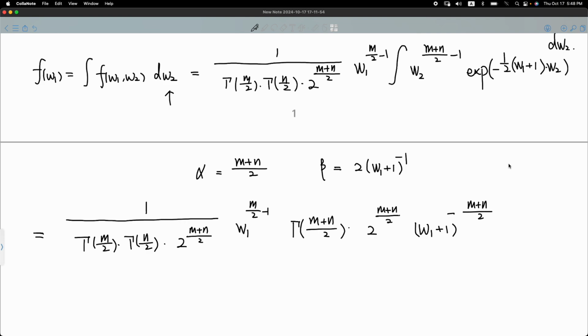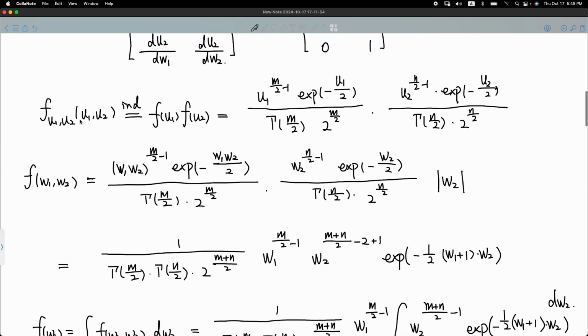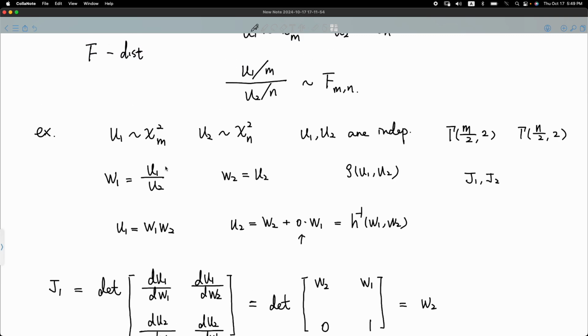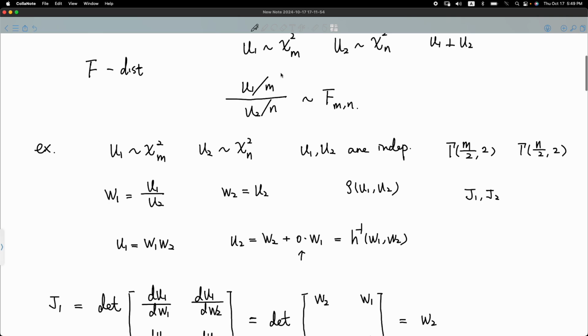Okay, so as you can see on the last equation here, it only involves W1. So now it's a marginal distribution for the random variable W1. But this is still not the density function for an F distribution, because we only took care of the ratio of U1 over U2, but we have not yet taken care of the coefficient that's divided by m and divided by n in this construction.